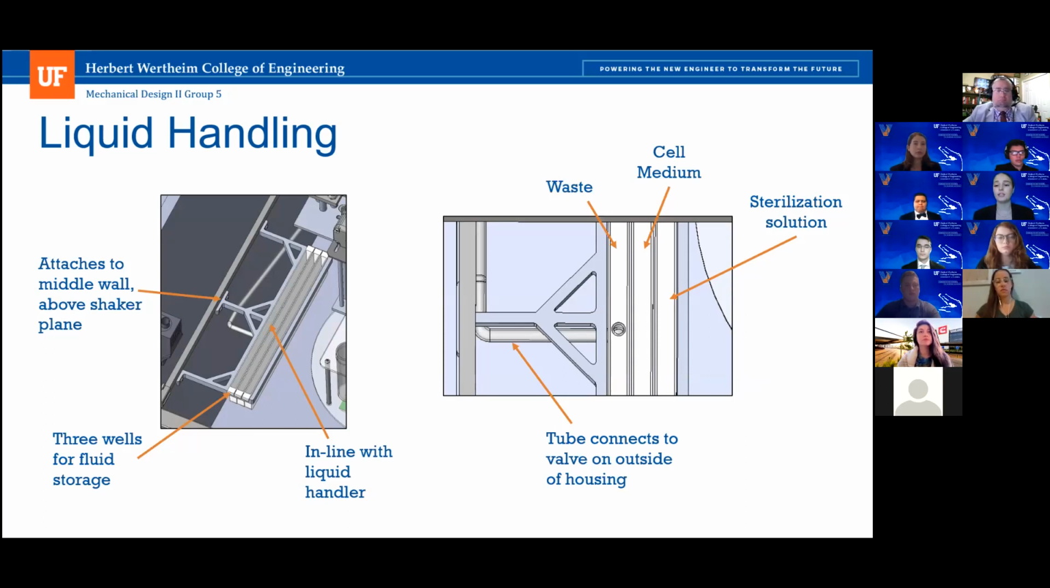The other two wells include cell medium in case that needs to be accessed. And then the third one is a waste compartment, which has a hole in the middle that has a tube that connects to a valve on the outside of the housing to properly dispose of our waste.